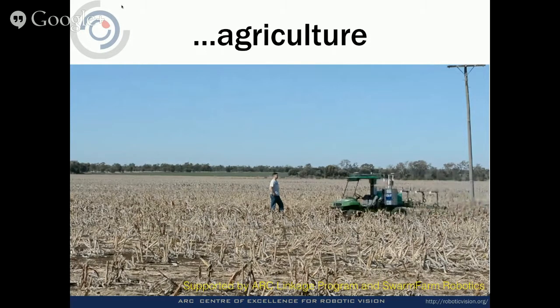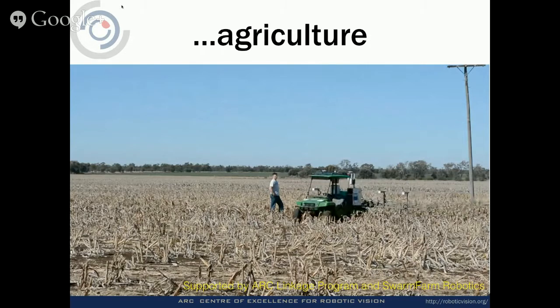So here we see Dave Ball, who's the lead engineer on this project, standing in the field very confidently, and the robot's coming up to him and avoiding him. And the way it does that is based on the work of one of the PhD students in this, and it's based on what we call visual novelty.